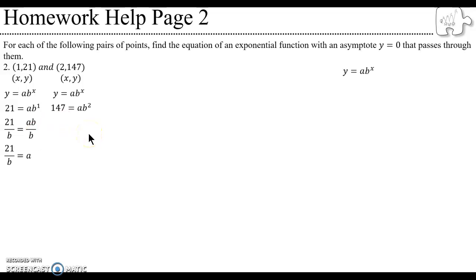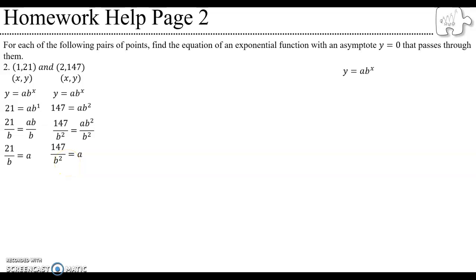When we do that, we get 147 divided by b squared equals a times b squared divided by b squared. We're doing that so that these cancel out, and we're just left with 147 over b squared equals a.